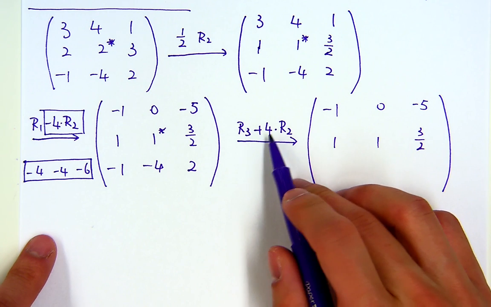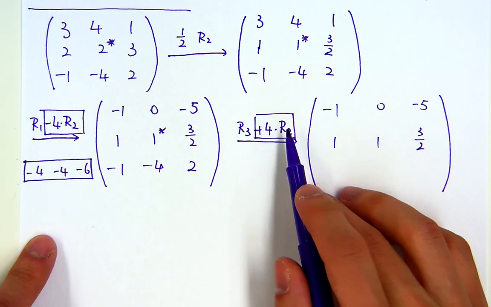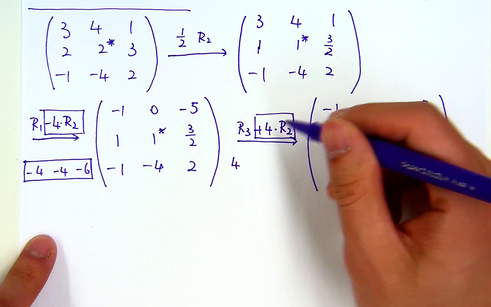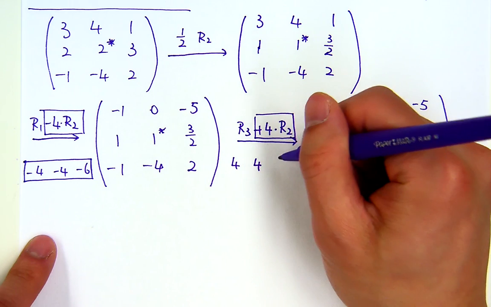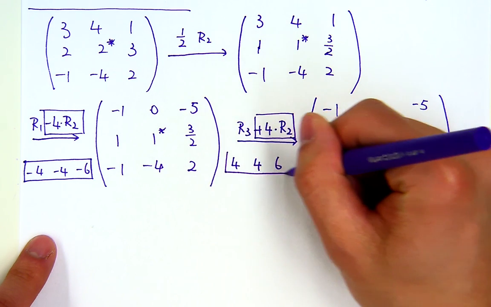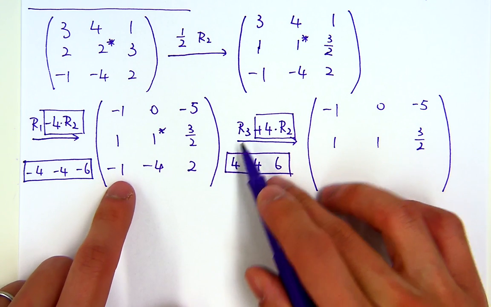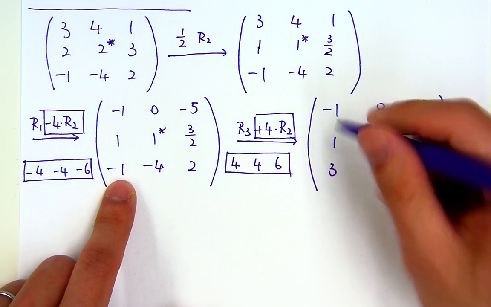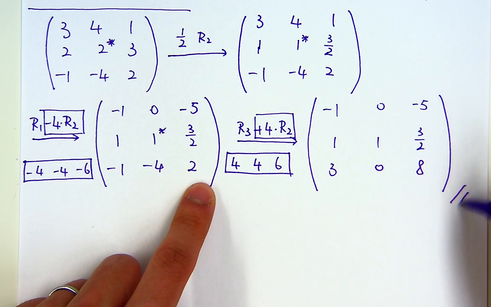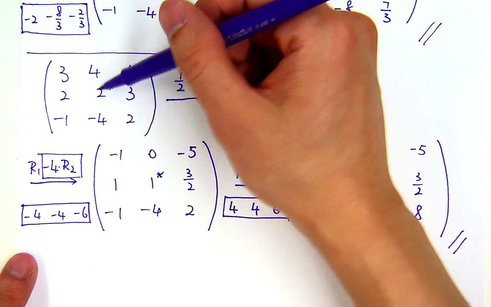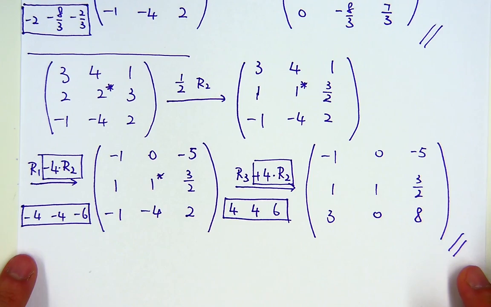This time I need to do 4 times of R2 and then add to R3. And so I'm going to put down the auxiliary row again. 4 times of R2 is 4. 4 times this entry is 4. 4 times this entry is 6. And this auxiliary row is going to be added to R3. And what we are going to get is 4 plus -1, 3. 4 plus -4, 0. 6 plus 2, 8. And we are done because we have turned this pivot entry into a 1 and we make the other entries in the pivot column zeros.